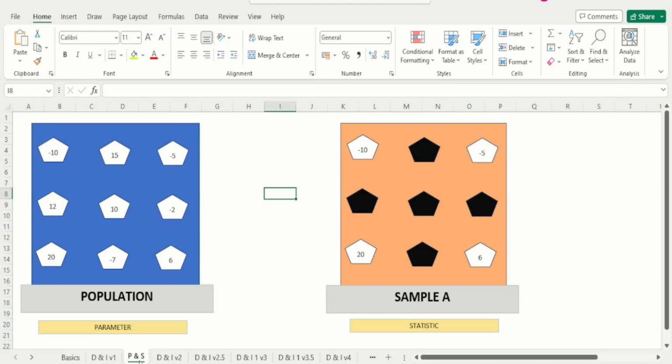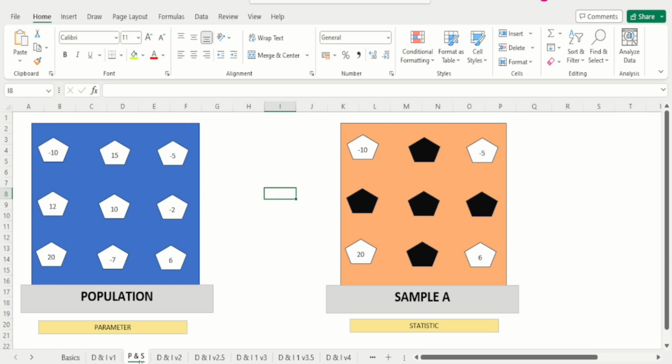On the left-hand side, in the blue colored box, you have 9 different data points, and we have access to the data values of all the data points. In this case, the 9 data values represent the population. Since we have data values for each and every element of the population, we can resort to descriptive statistics.